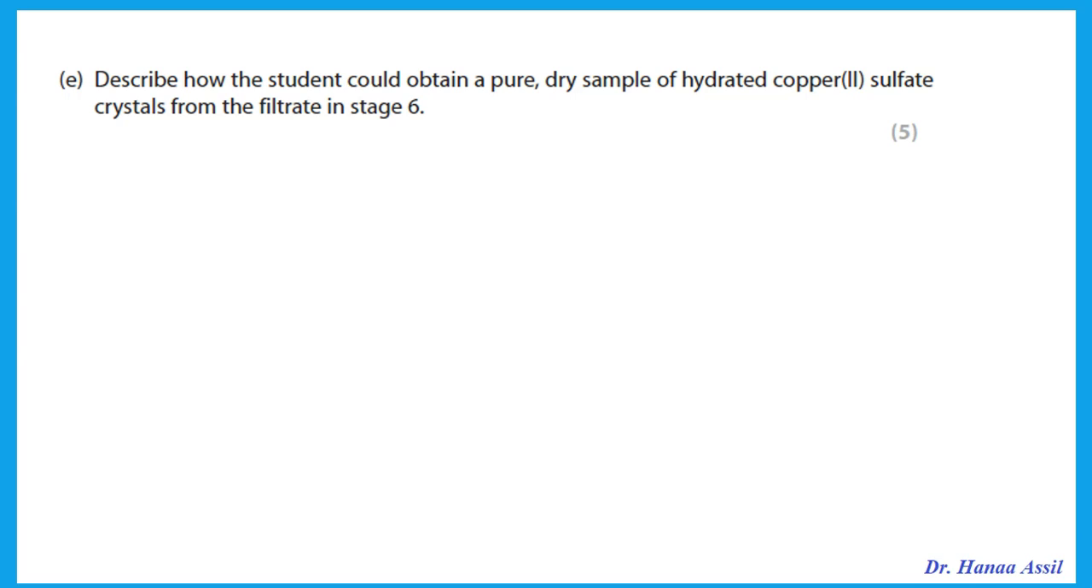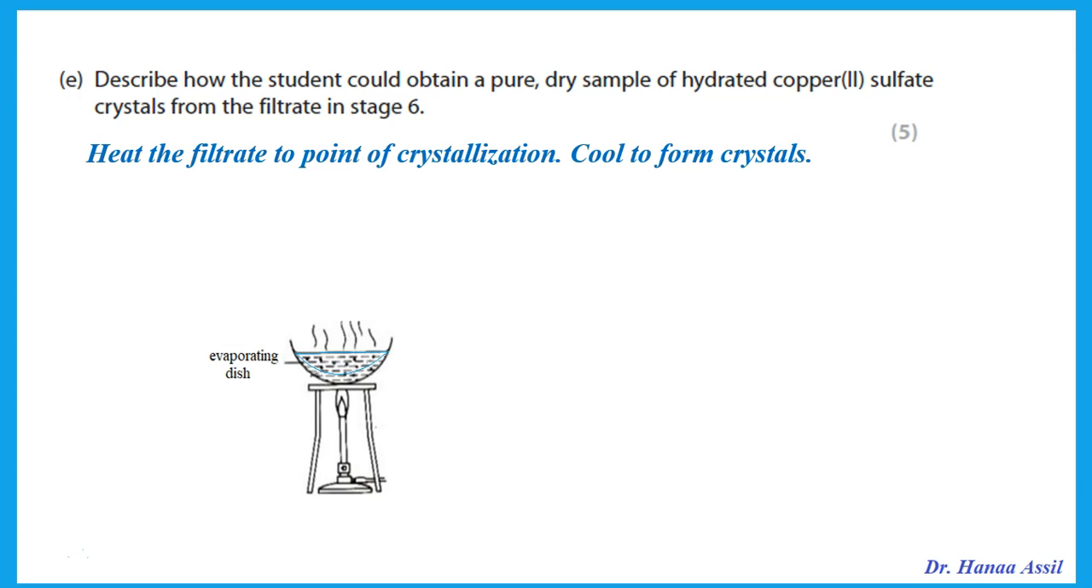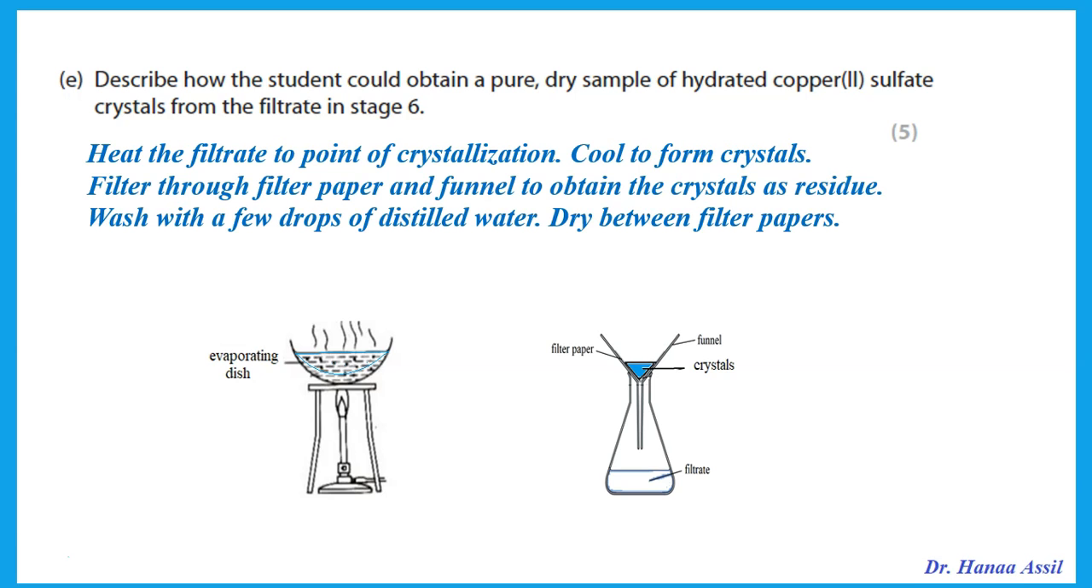Describe how the student could obtain a pure dry sample of hydrated copper sulfate crystals from the filtrate in stage 6. So we already filtered. What are we supposed to do to the filtrate? Remember, heat the filtrate to the point of crystallization. Then cool to form crystals. And then we filter. Filter through a filter paper funnel to obtain the crystals as residue.